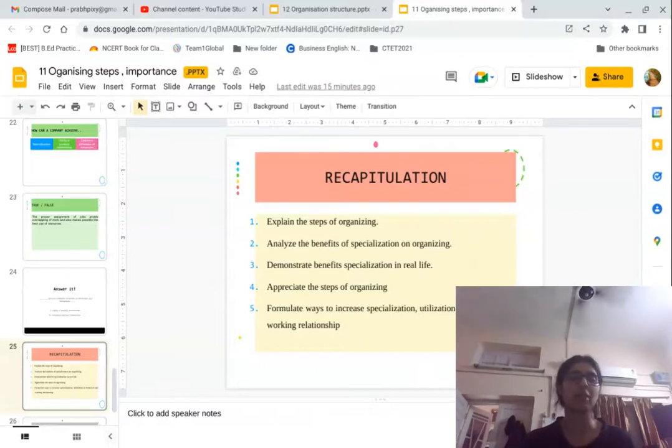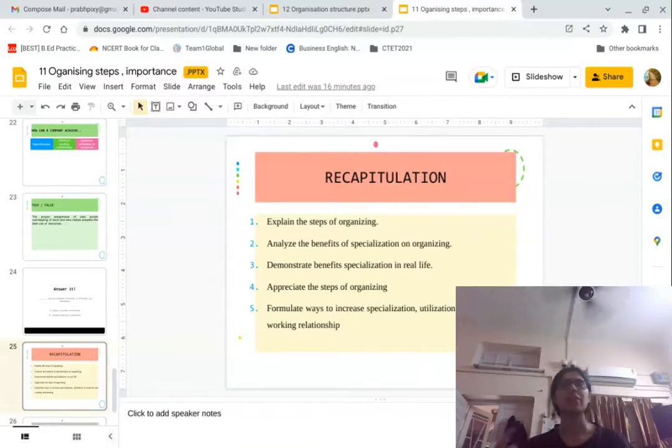Now it's your time to speak. Firstly, tell me the steps of organizing. What are the four steps of organizing? Identification and division, very good, of what? Work. Then departmentalization. Then define the roles, now you're getting into the line. And the last one is establish authority and responsibility, very good.